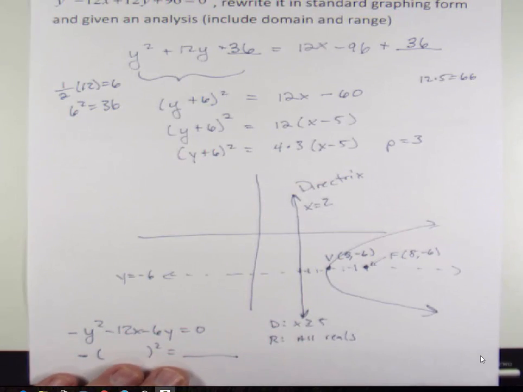Now looking at my picture, looking at my graph, my sketch, really it's not a graph, it's a sketch because it's only based really on one point. My domain is all real numbers larger than or equal to 5. My range is all reals. I hope this helps.